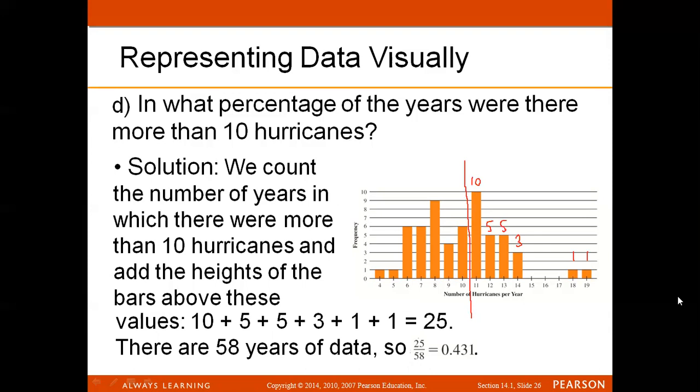There are 58 years of data, so 25 divided by 58 gives us 0.431. So what percentage of the years were there more than 10 hurricanes? 43.1%.